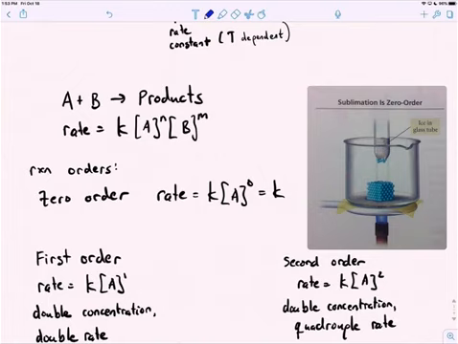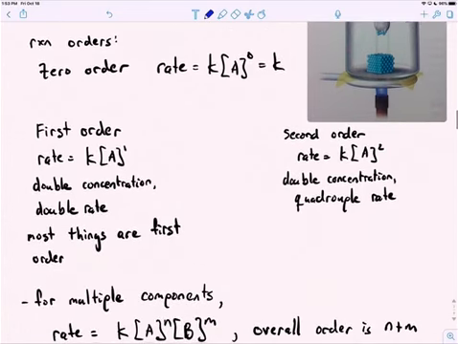So for instance, a physical process like sublimation turns out to be 0 order. So on the graphic on the right, it doesn't matter what the concentration is. The reaction, or in this case the process, goes forward at the same rate. It has no effect.